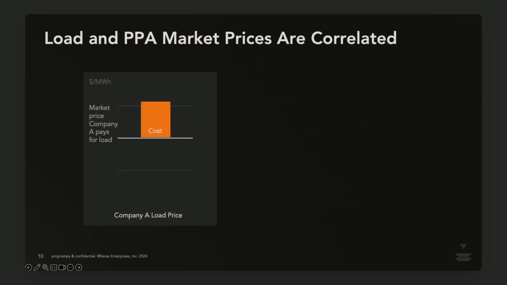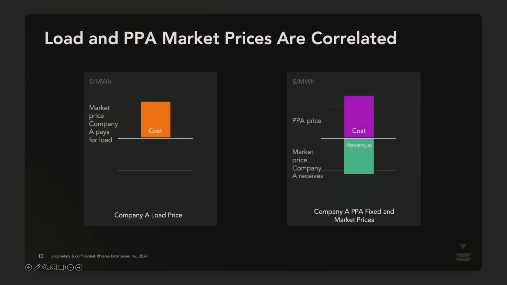It's important to understand the relationship between the market price Company A pays for its load and the market price associated with its PPA. In an ideal world, the two would settle at the same price point so that when Company A pays more for its load because of higher market prices, the PPA revenue, which is also based on market prices, also increases and offsets the higher load cost. The more the 2 wholesale market price points are uncorrelated, the greater the risk for Company A.